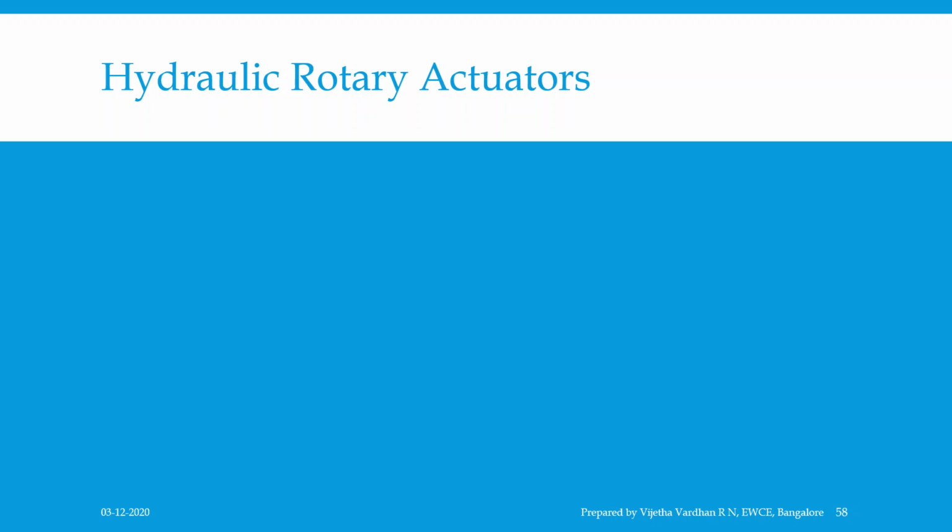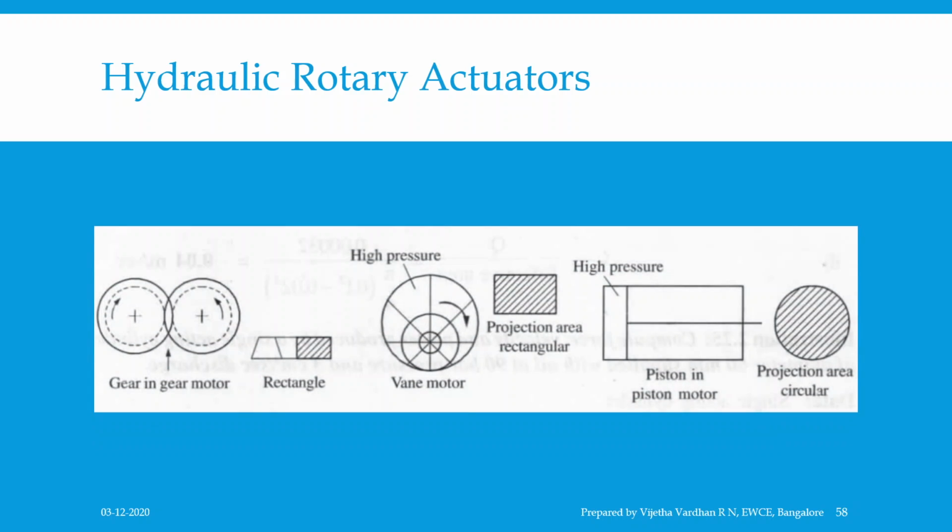A hydraulic motor closely resembles a hydraulic pump in its construction. All hydraulic motors have several factors in common. Each type must have a surface area acted upon by a pressure differential. The projected areas are rectangular in gear and vane motors and circular in case of piston motors, which you can see in the figure over here. The surface area in each is mechanically connected by an arrangement to an output shaft from which mechanical energy is coupled to the equipment to be driven by the motor.